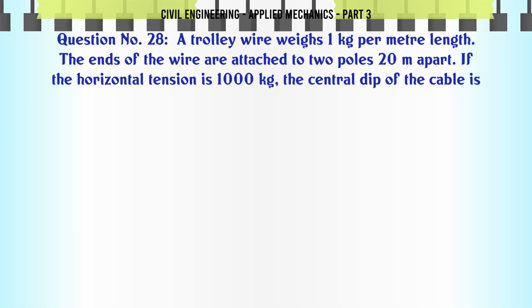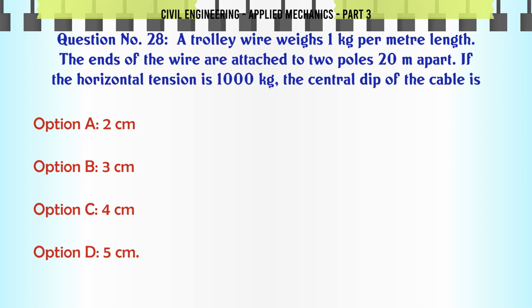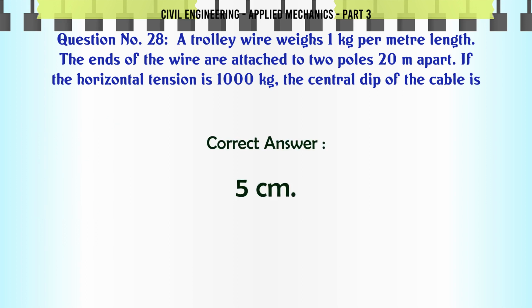A trolley wire weighs 1 kg per meter length. The ends of the wire are attached to two poles 20 m apart. If the horizontal tension is 1000 kg, the central dip of the cable is A) 2 cm, B) 3 cm, C) 4 cm, D) 5 cm. The correct answer is 5 cm.